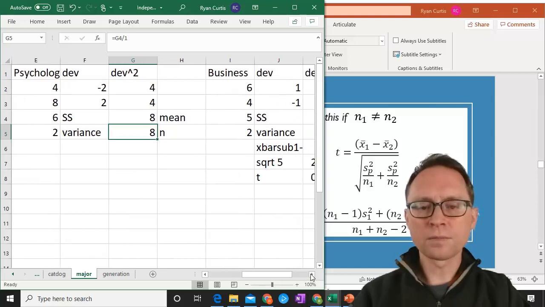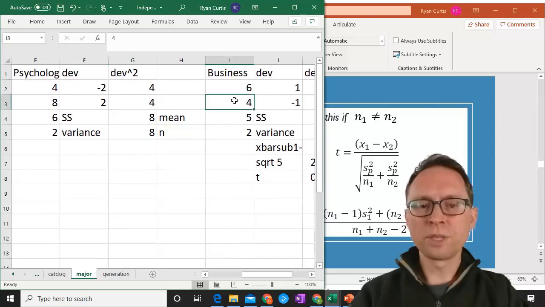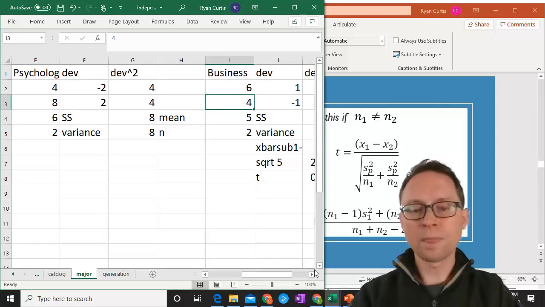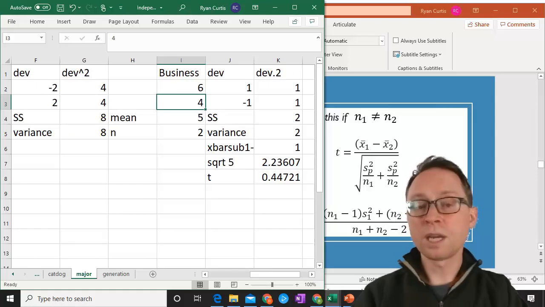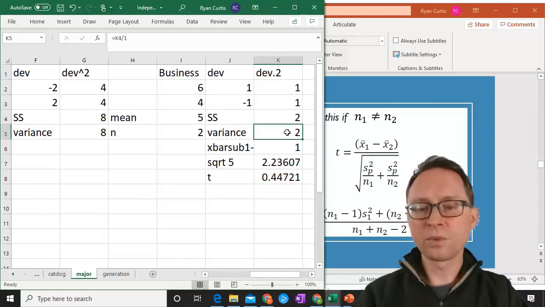Lucky for us, we have 2 business majors as well. So n sub 2 is 2. Minus 1 is 1. So n sub 2 minus 1 is 2 minus 1 times the variance, which is 2. So what we're looking at is 1 times 8 plus 1 times 2. And that's going to equal 10. So everything up here is going to be 10.